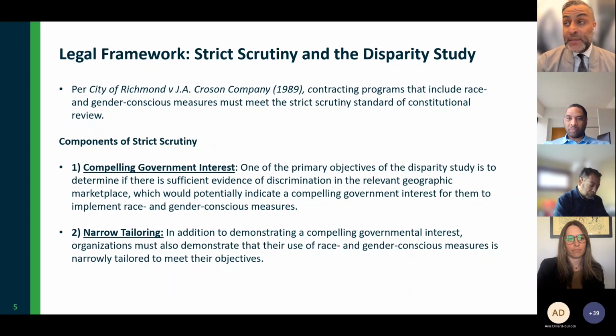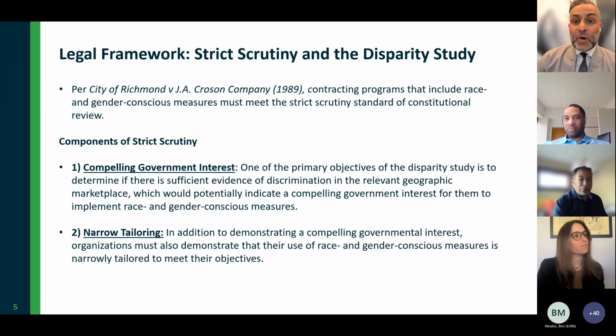One of the primary reasons why disparity studies are important is because they provide a great deal of information that allows an organization to develop programs that are not only effective, but also meet legal requirements around affirmative action in contracting.